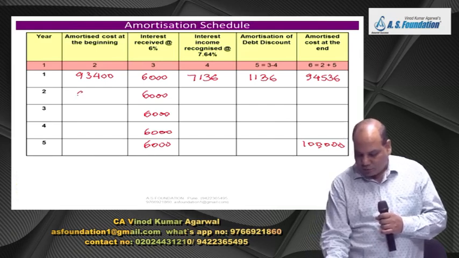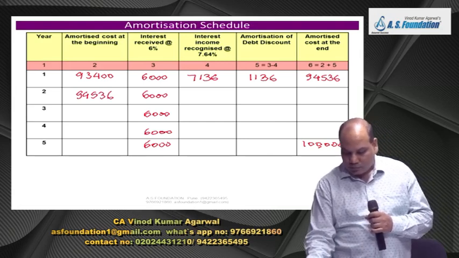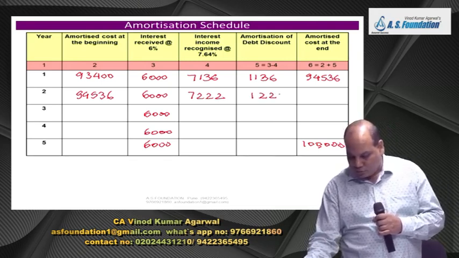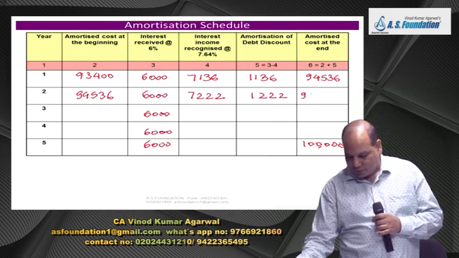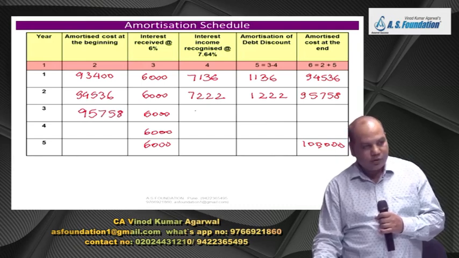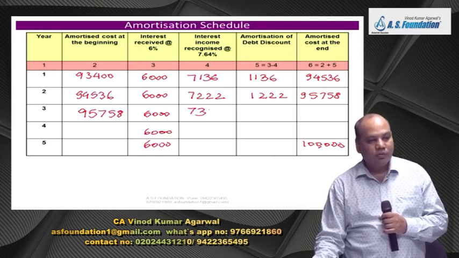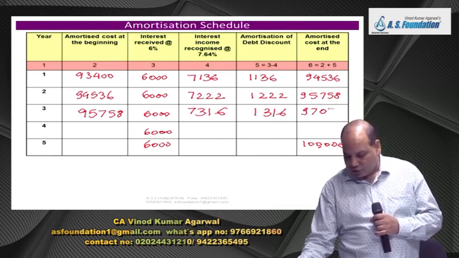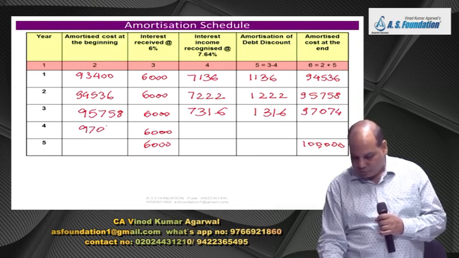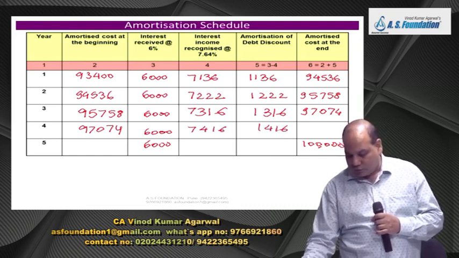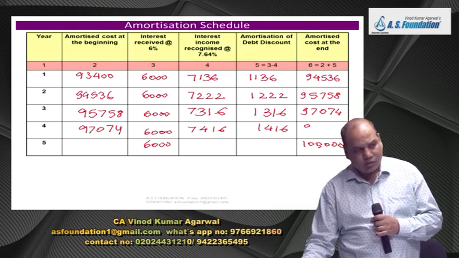Second year, try. 94,536. 7.64% gives 7222. The difference is 1222. So 95,758. Into 7.64%, 7316. Amazing. Add. 97,074. Very good. Next, 7416. The difference is 1416. So 98,491 approximately.